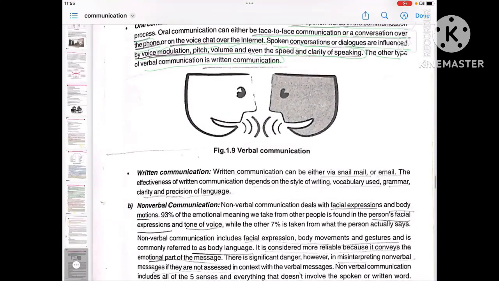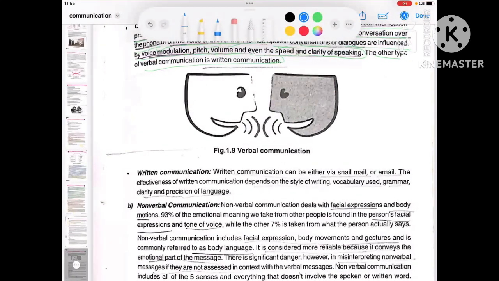next is the written communication. Okay. So written communication can be either by mail or email, and the effectiveness of written communication depends on the style of writing, vocabulary, grammar, clarity, and precision of the language.